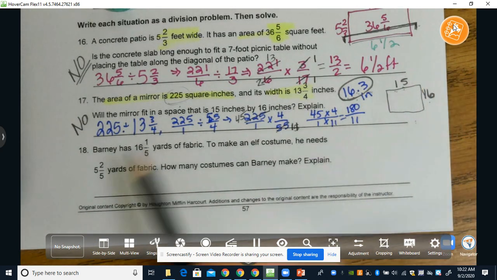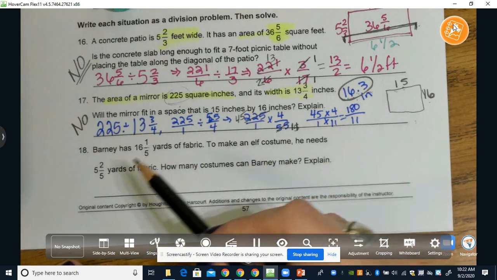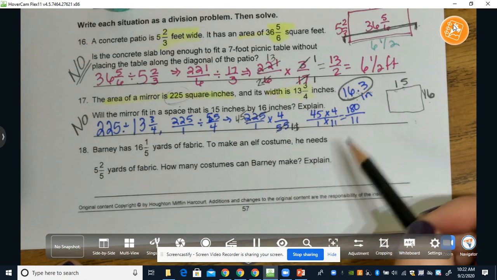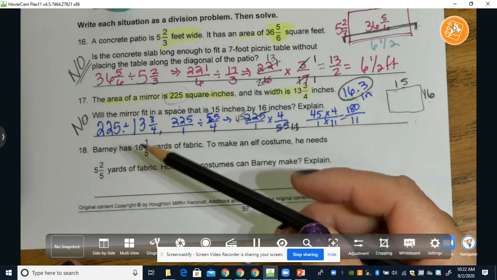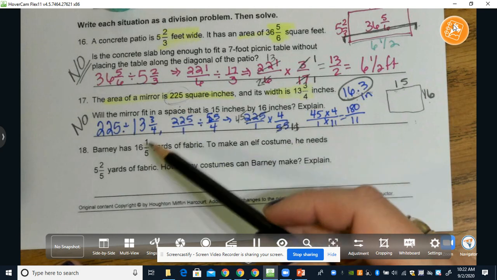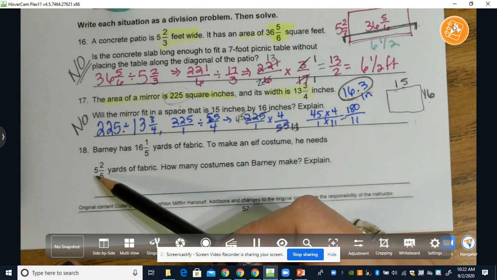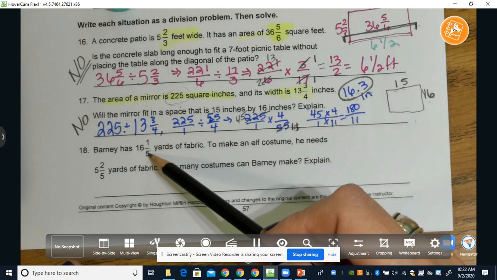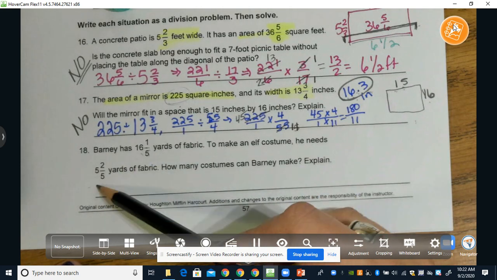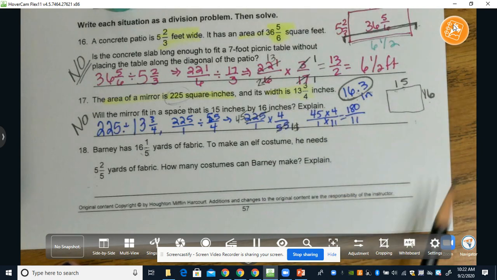Number 18, Barney has 16 1/5 yards of fabric. To make an elf costume, he needs 5 2/5 yards of fabric. How many costumes can Barney make? Explain. So, in our first period class, we talked about trying to estimate and guesstimate how many it could be. So if we just rounded to these whole numbers, how many times can 5 go into 16? Well, 5 times 3 gives me 15, so that's close. So my answer should be somewhere around 3, and let's check.